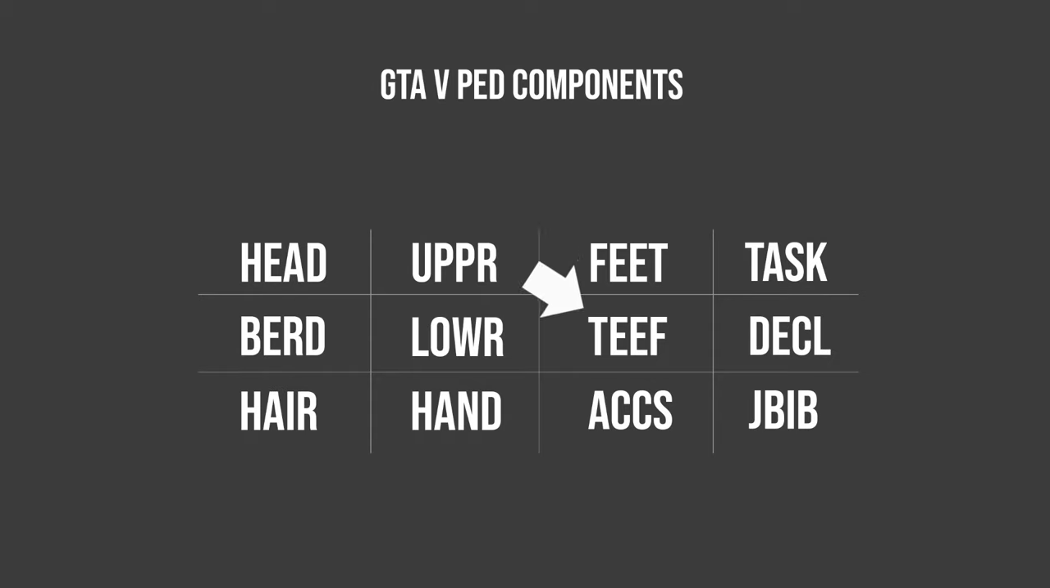Teeth component. This component contains the teeth, eyeballs, and tongue. Some Rockstar peds also use this component for small accessories like ties, scarves, necklaces, etc., but I'll use the component for its intended purpose.